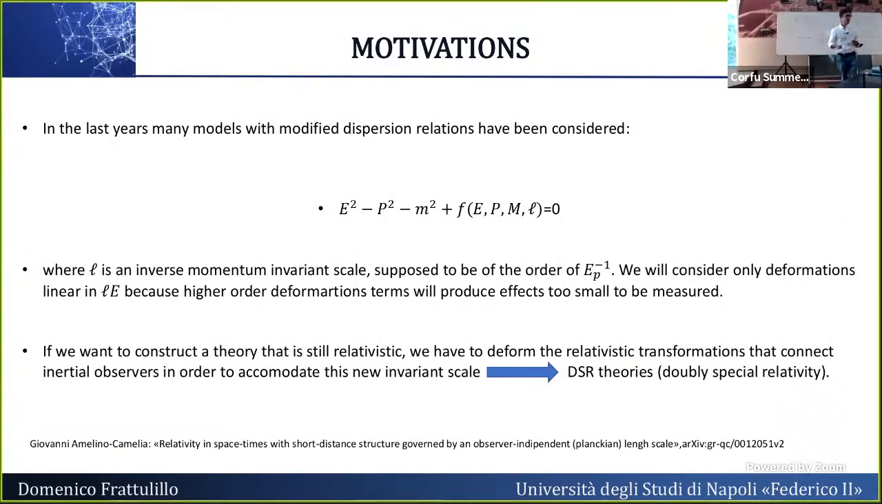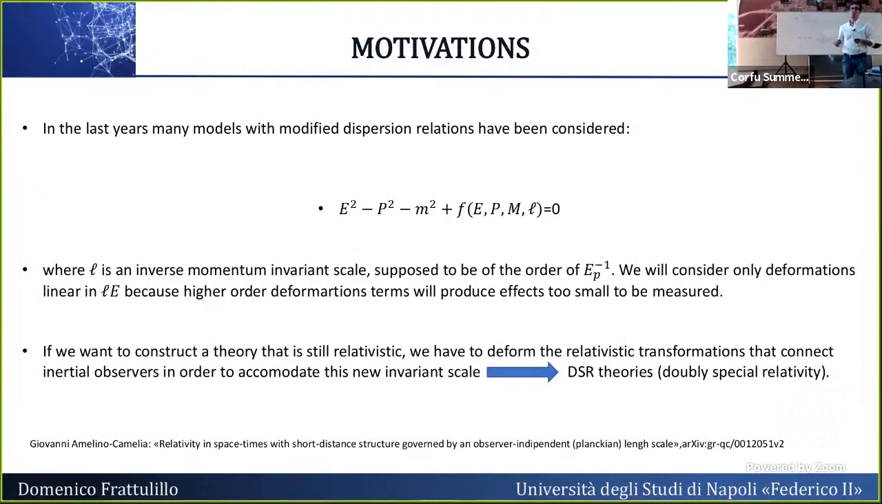In the last years, many models with modified dispersion relations have been considered, and this is an example where F in principle is a generic function of the energy, the momentum, and the mass of the particle, and L is the deformation scale, an inverse momentum invariant scale supposed to be of the order of the inverse of the Planck energy. In the rest of the presentation, we will only consider deformations that are linear in the product L times the energy of the particle, because higher order corrections will produce effects too small to be measured.